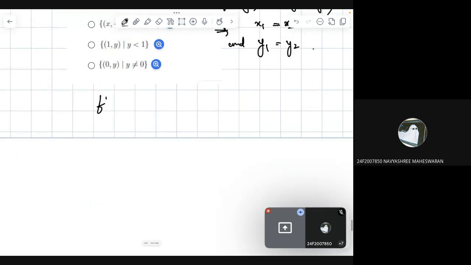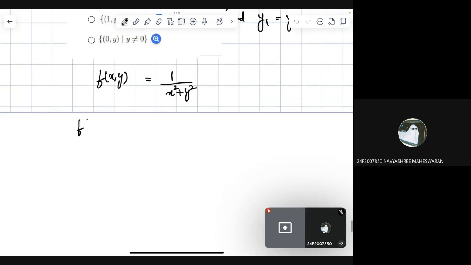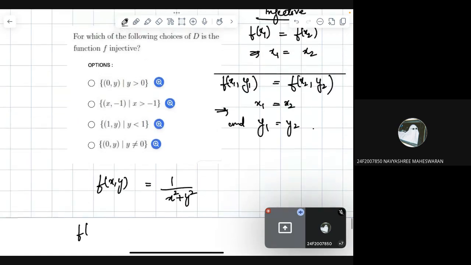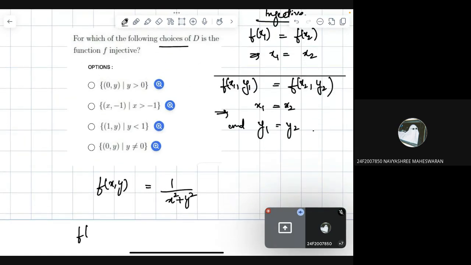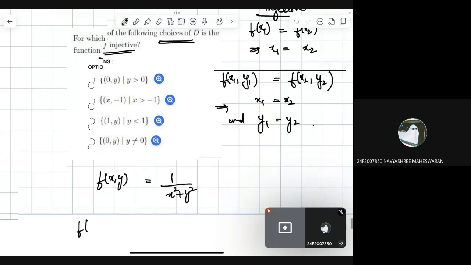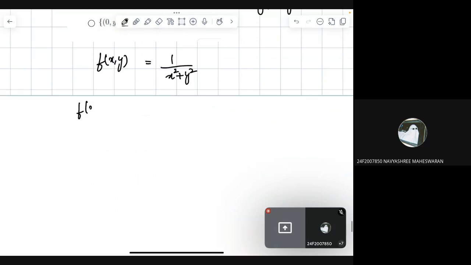What's the function we have? We have f(x,y) is equal to 1 by x square plus y square, and we have to check if this function is injective or not. Basically, if it is injective, then what should be the domain? The choices of D where the function is injective. So let's first check the condition of injectivity.